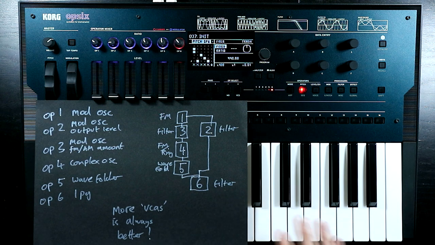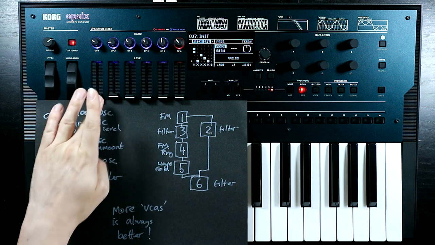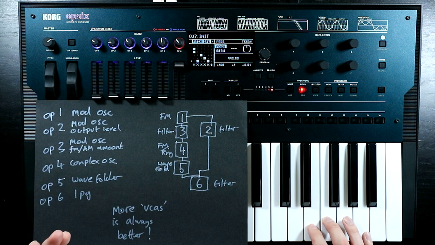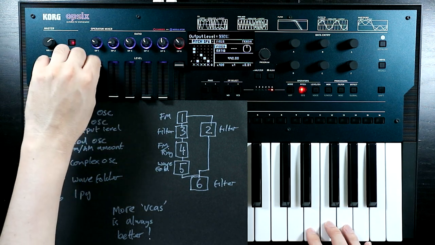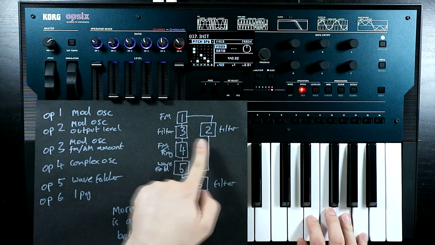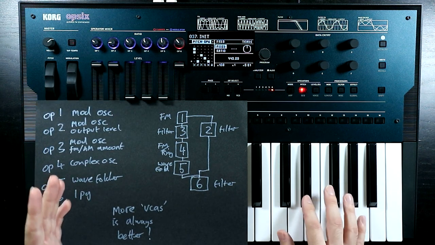So if this all works, just for testing, I should be able to turn up operator one. Well, let's turn up our output first. So that's our output. We shouldn't hear anything because that operator isn't contributing anything. If we turn up operator one, we still shouldn't hear anything because we haven't opened up our VCA. But if we turn up operator two, we get sound.